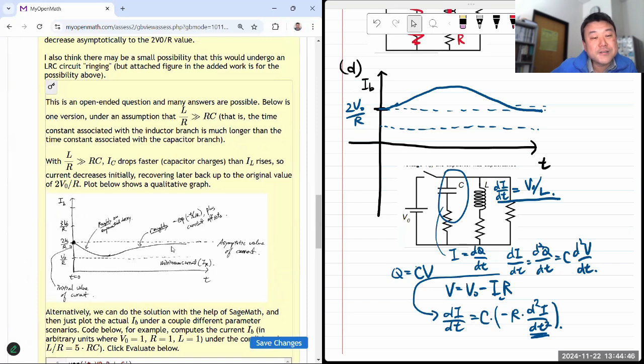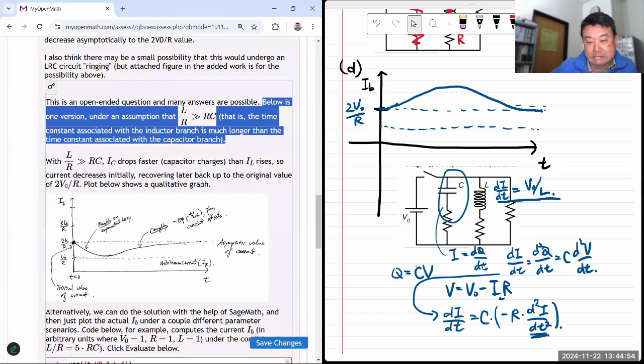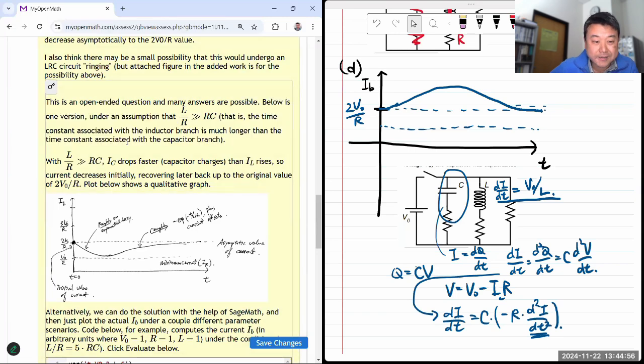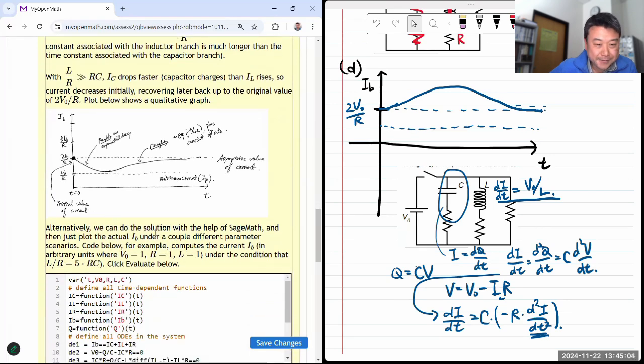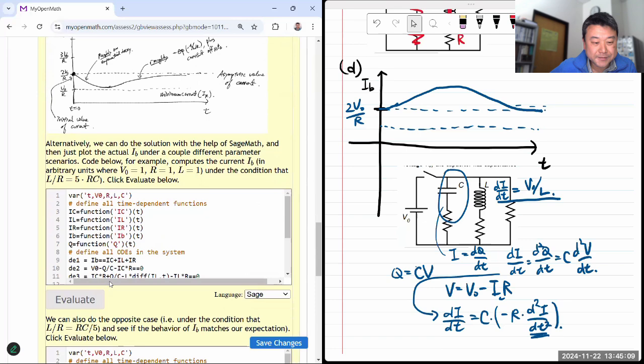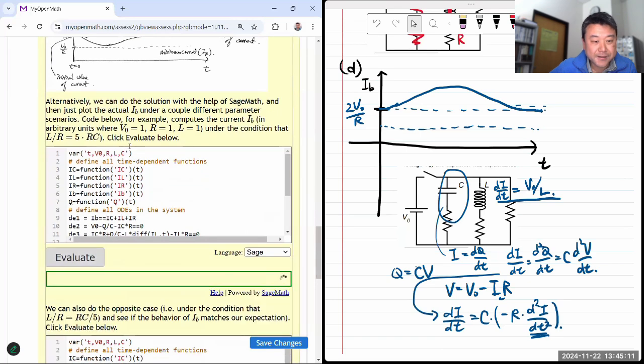Oh, I thought it decreases. Really? Not increase? On one version, I guess it depends on the assumption. So my answer was incomplete. With that, all right, sure. I'll try, with the help of SageMath, a couple of different parameters. So, evaluate.